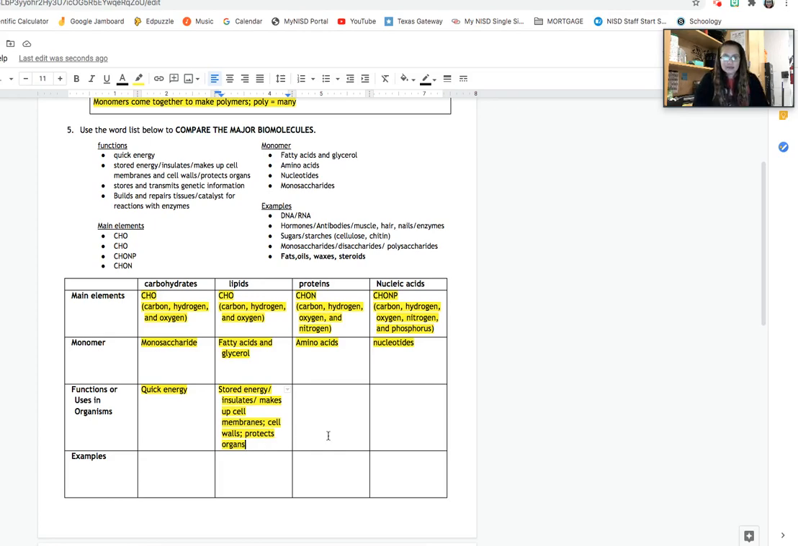For proteins, it builds and repairs tissues. It's also a catalyst for reactions with enzymes. Remember, enzymes are proteins. And finally, for nucleic acids, it stores and transmits genetic information.